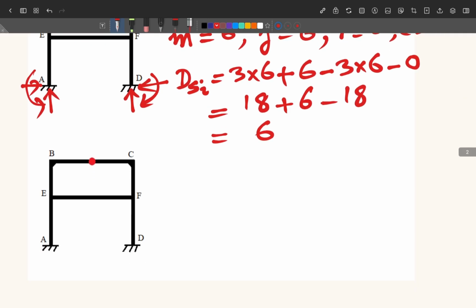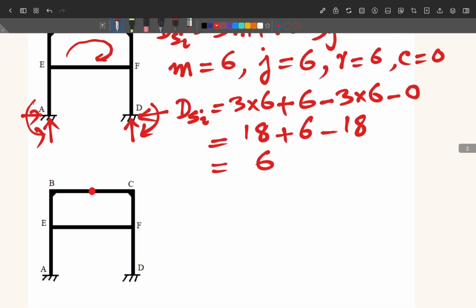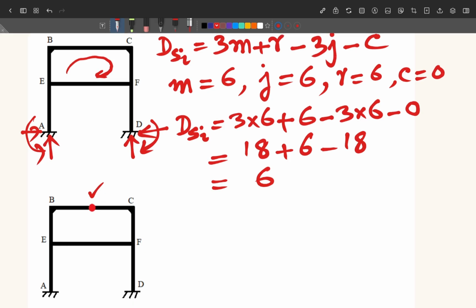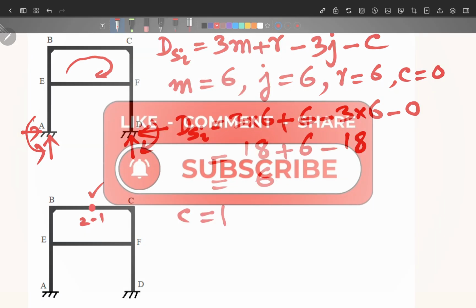Okay, now we come to another question. The frame is very much similar. The only difference is that there is one internal pin. So we will solve it in a similar way, and we will take care of this internal pin here. So here we have this additional thing that C is equal to 1. Okay, because it is connected with 2 parts, so it will be equal to 2 minus 1 here. 2 minus 1 for the pin.